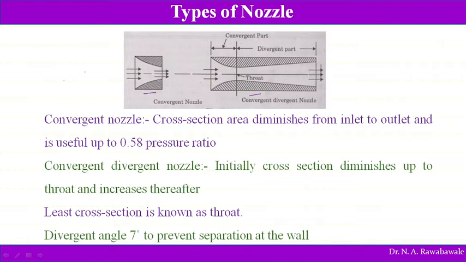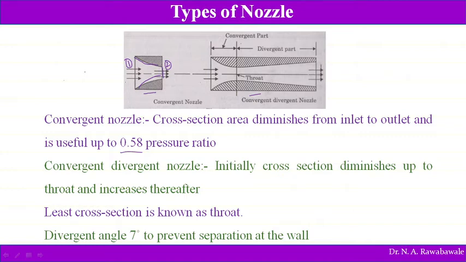In the case of a convergent nozzle, the cross-section area gradually diminishes. At the inlet, section 1, the cross-section area is larger as compared with the cross-section area at the outlet, section 2. So the cross-section area diminishes from inlet to outlet, and this nozzle is useful up to a pressure ratio of 0.58.